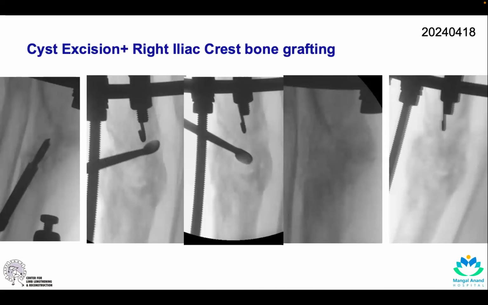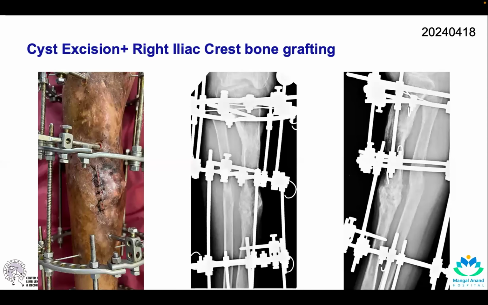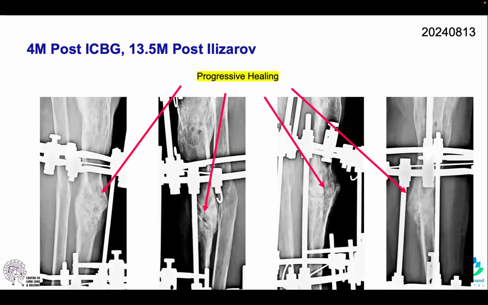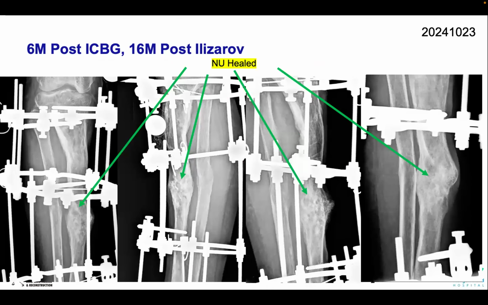So we went ahead again and did the excision of the cyst, and the cyst was filled up with the iliac crest bone grafting. So these were his clinical pictures of the incision for the bone grafting, and this was his post-op X-rays. So around 1.5 months post iliac crest bone grafting and around 11 months, these were his clinical pictures in which there was some amount of healing which was forming at the non-union side. And around 4 months, the non-union side was healing well, and he was walking also pretty well. At around 6 months, the non-union side had completely healed off.